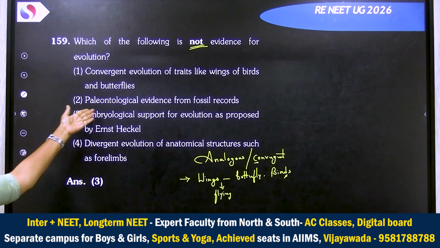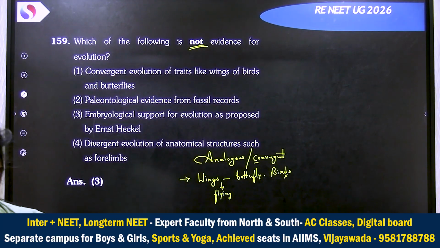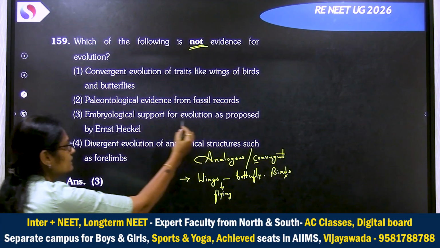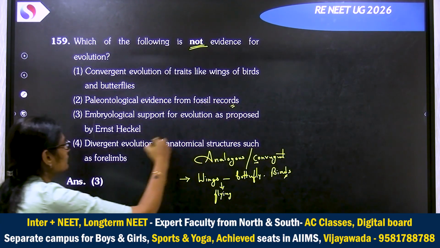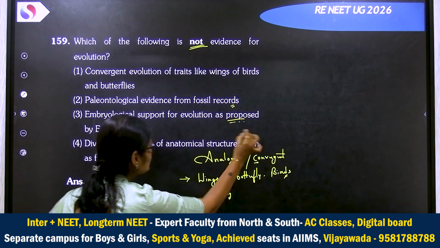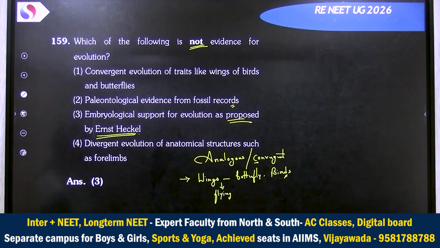Second one, paleontological evidence from fossil records. What is paleontology? The study of fossils, the dead remains of organisms deposited in the sediments of rocks. With the help of fossil records they go ahead with this. So the second option is also correct. See the third one: embryological support for evolution was proposed by Ernst Haeckel. They didn't give the proof or evidence there; they gave who proposed the theory.